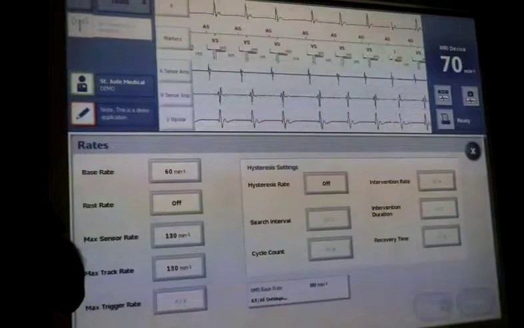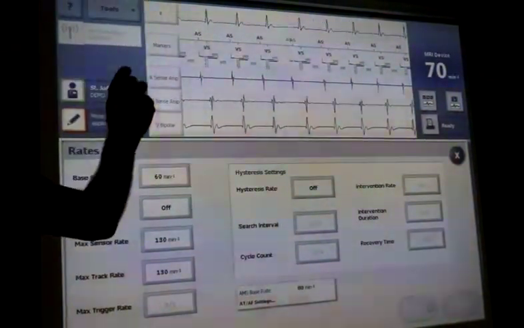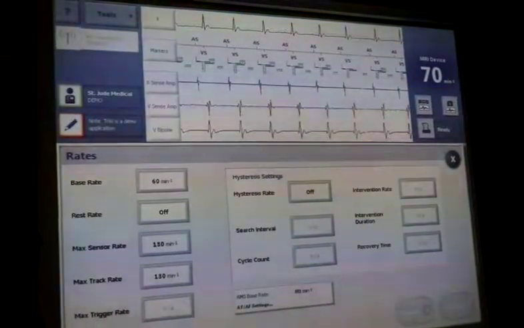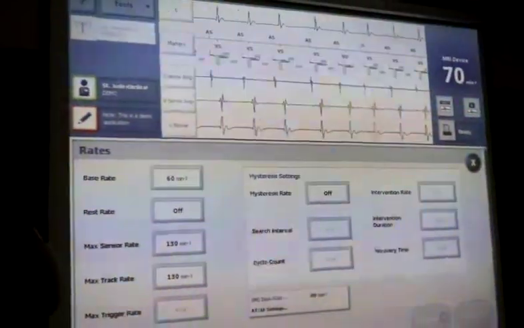So what rate do you want to pace this lady at? Remember, she's 65, she has no SA node disease, but she has intermittent AV block. What heart rate? 60. 60? Yeah. Sometimes hysteresis can help, okay?